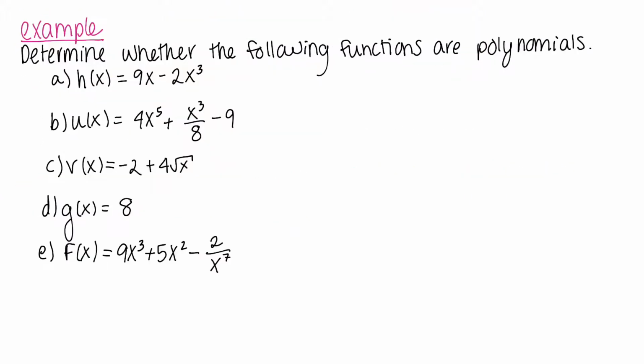So let's do an example where we determine whether or not something is or is not a polynomial. So looking at this first one, we have 9x minus 2x cubed. There's no x in the denominator, there's no x under a radical, and the powers on x are all positive whole numbers. So technically there's a 1 here, but 1 and 3 are both positive whole numbers. So this guy right here is a polynomial.